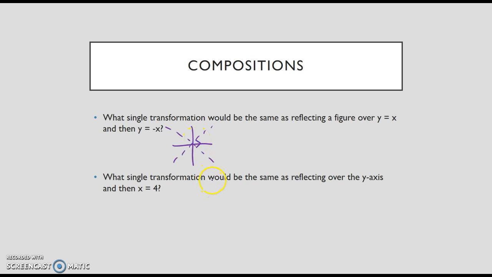So what we found out in class was that reflecting over intersecting lines is the same as rotating twice the angle between them. So if it's 90 degrees, it's going to be the same as rotating 180 degrees. Okay, so rotating 180 degrees. And then we say what single transformation would be the same as reflecting over the y-axis, and then x equals 4. Well, if we think about graphing that, the y-axis is the vertical one, x equals 4 is a vertical line at x equals 4.